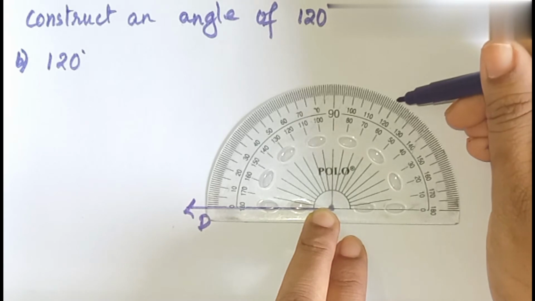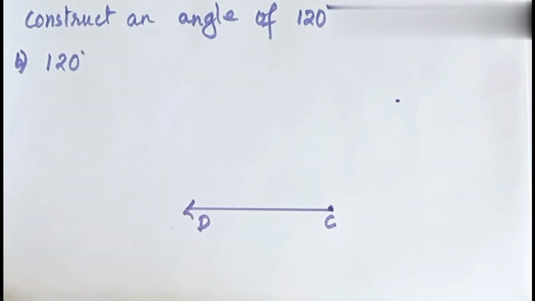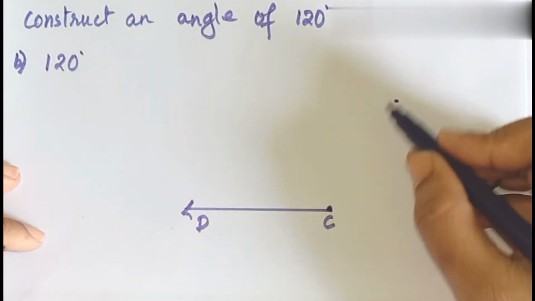So put a dot here. Now remove your protractor. Let the name of this dot be E.